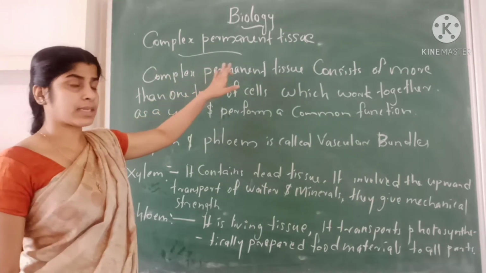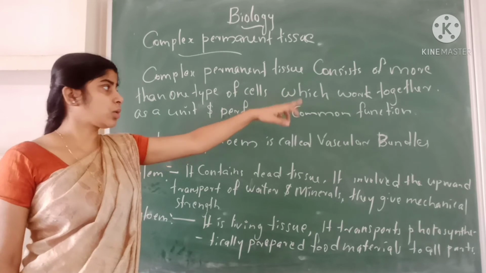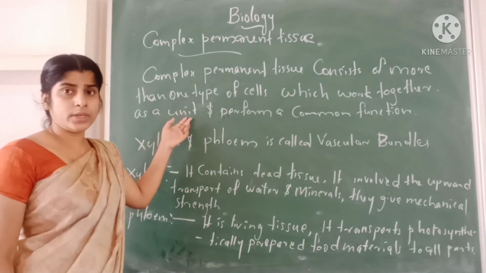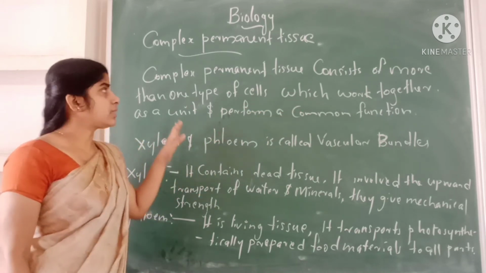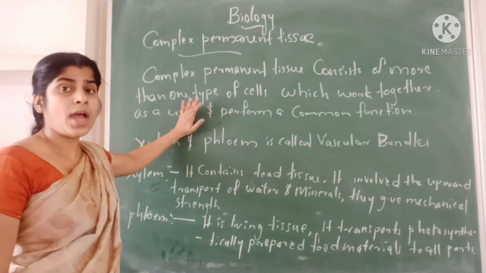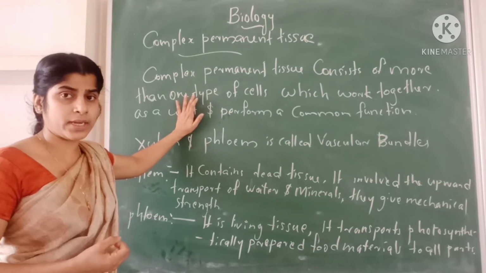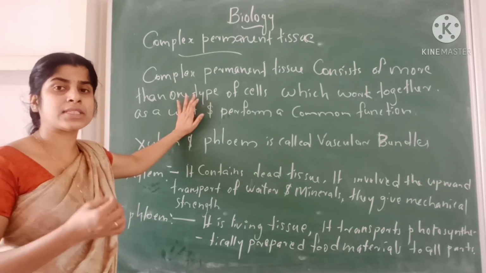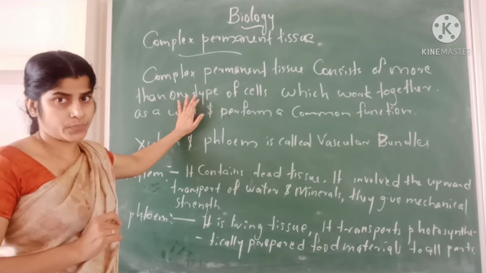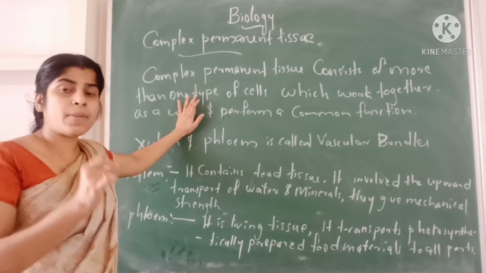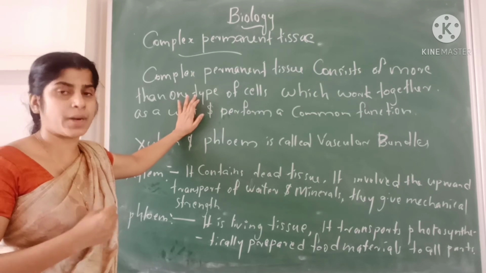So what is complex permanent tissue? Complex permanent tissue consists of more than one type of cells which work together as a unit and perform a common function. There are two types, xylem and phloem. They are called complex tissue or vascular tissue, and together they combine to form vascular bundles.